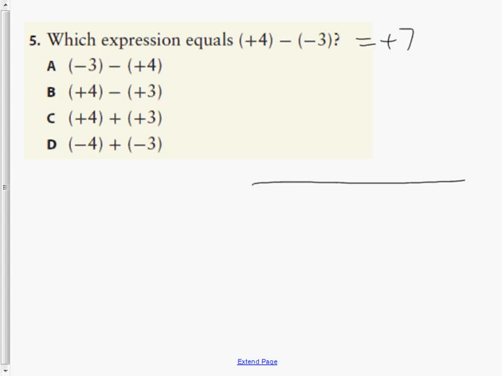Another way to think about that is if you had 1, 2, 3, 4, 4 here, and negative 1, 2, 3 here, what is the difference between them? We can clearly see that the difference between those two numbers is 7, right? Because subtraction means the word difference, the difference between a positive 4 and a negative 3 would be 7. So we're looking for answers that have a difference of positive 7.